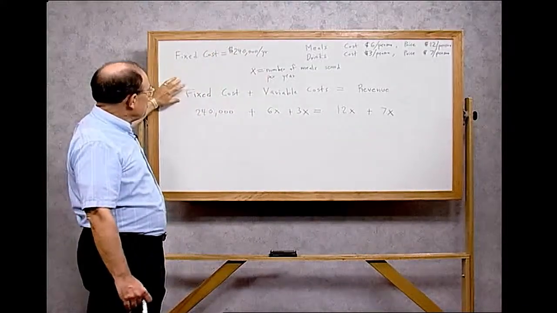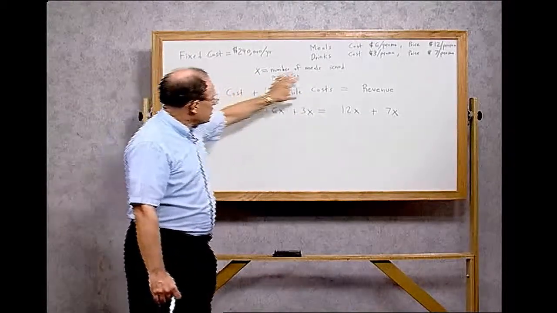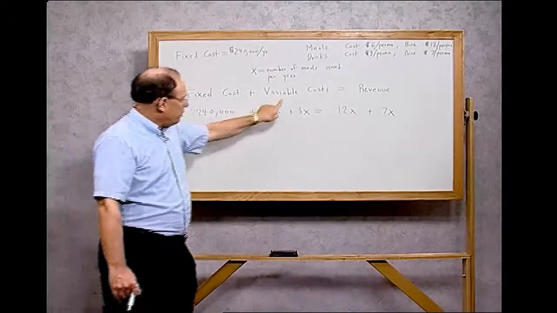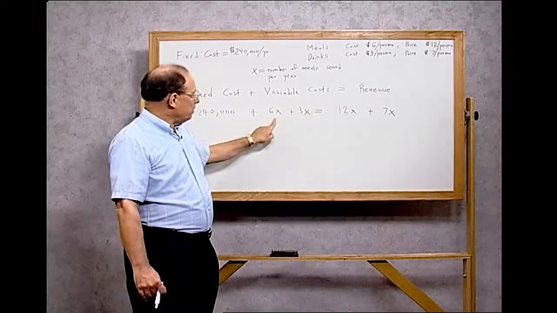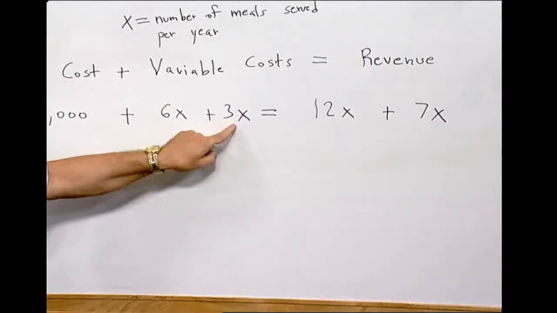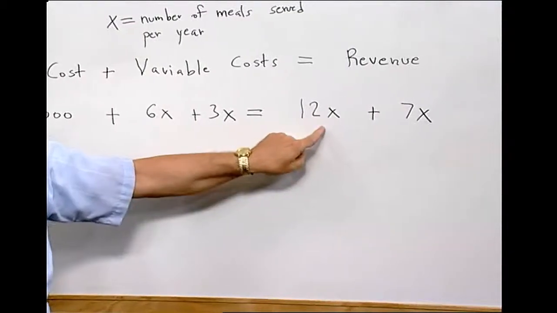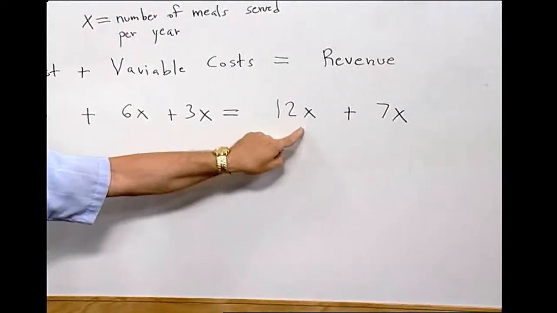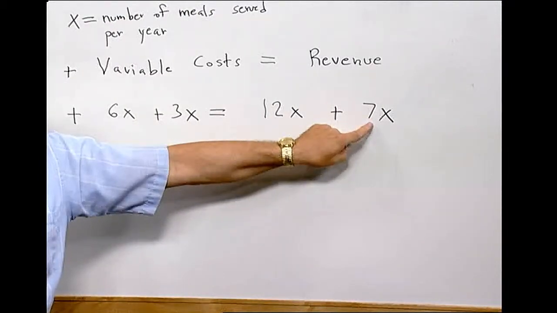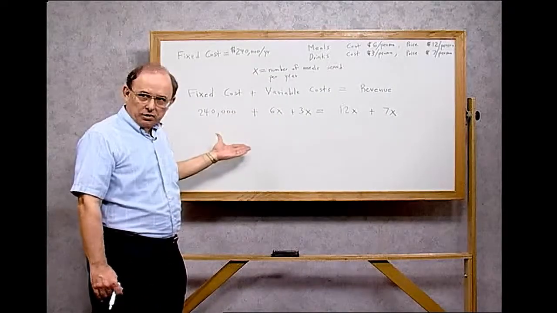The equation we're going to use is we're going to equate the cost to the revenue, the cost being the fixed cost plus the variable cost. Our fixed costs are $240,000. Our variable costs are $6 per meal times the number of meals served in a year X, plus $3 per drink per person times the number of people served. And that will equal our revenue, which is $12 per person for the meals times the number of meals served, plus $7 per person for drinks times the number of customers again. So we're going to solve for X, and you'll notice there are unknowns on both sides. So now we can do the algebra and solve this.